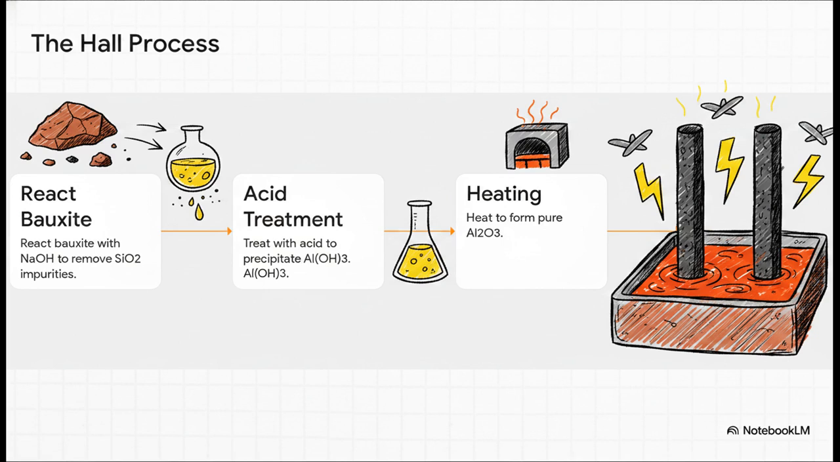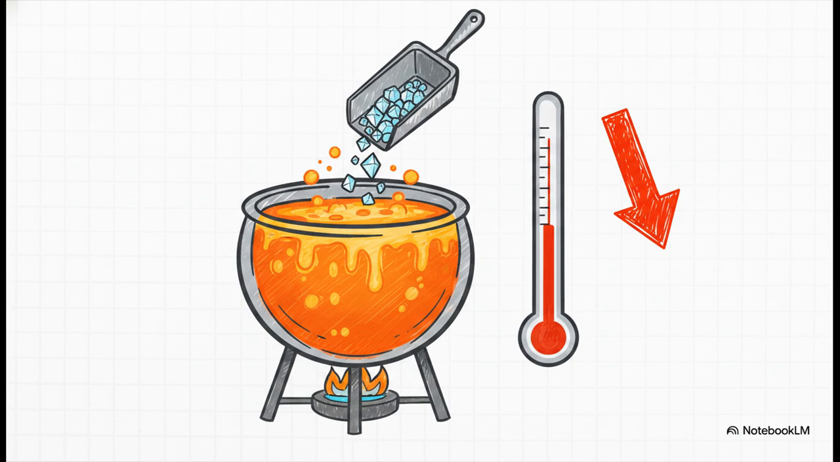We start with bauxite, which is the chief ore of aluminum. First, we react that bauxite with sodium hydroxide to strip away impurities like sand and iron oxides. Next, we use an acid treatment to precipitate out aluminum hydroxide, and then we heat that up to form pure aluminum oxide. But the main event? That's electrolysis. We run a massive electric current through the molten material using graphite electrodes. That electricity forcefully rips the chemical bonds apart, transforming raw bauxite into the incredibly light, strong metal we use to build airplane wings.